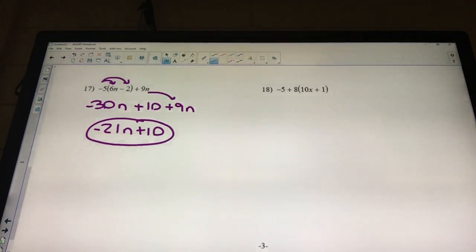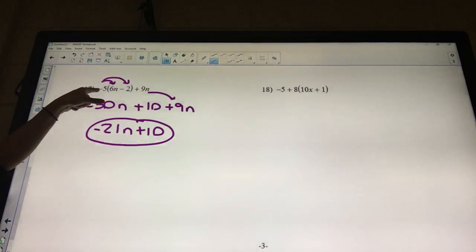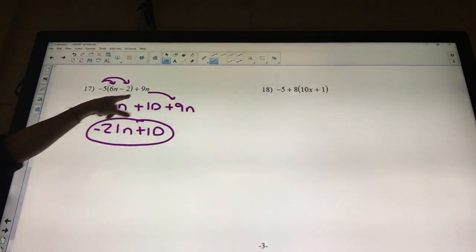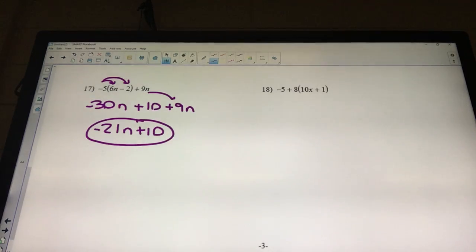But if you're distributing, that's why I always ask, how many n's? If you had one here, then it would be n squared. But here, we're just adding them together. So it's very tricky.